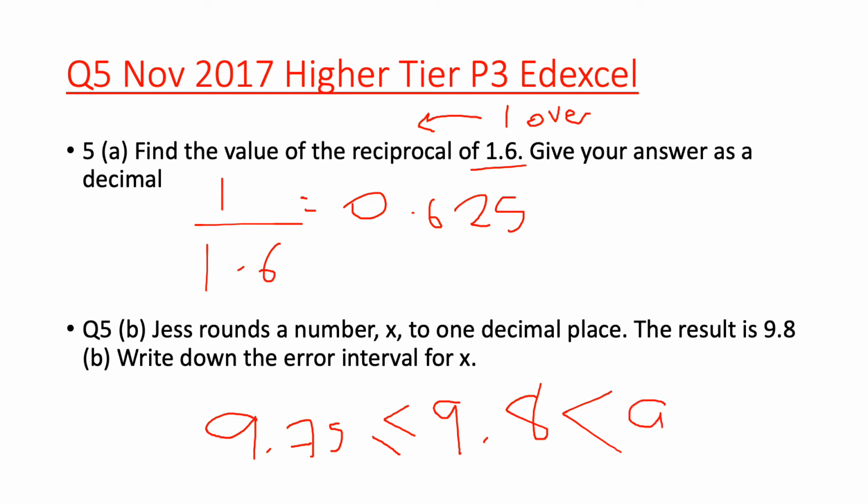And it has to be less than 9.85. Look at the key part here, it's less than that. It can't be equal to that because that would give us 9.9. So always less than or equal to, and then always less than. So that's my lower bound and upper bound.